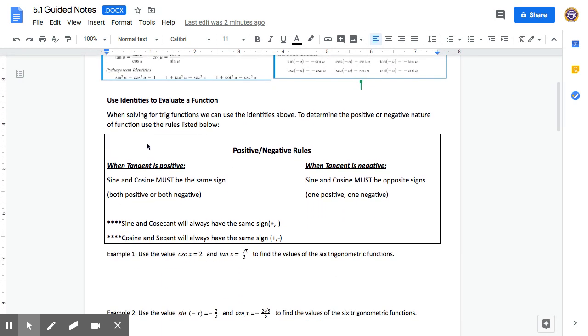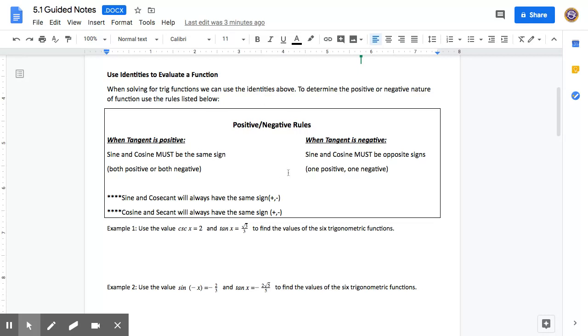When we are using the identities to evaluate a function, there are some rules that we want to be made aware of. So this little box here talks about the positive and negative rules, which are important. So when will tangent be positive? Well, that means that sine and cosine have to have the same sign. So they're either both positive or both negative. When tangent is negative, that's if sine and cosine have opposite signs. So if one is positive and one is negative. So that is going to help us when we're evaluating: is tangent positive or is it negative here?